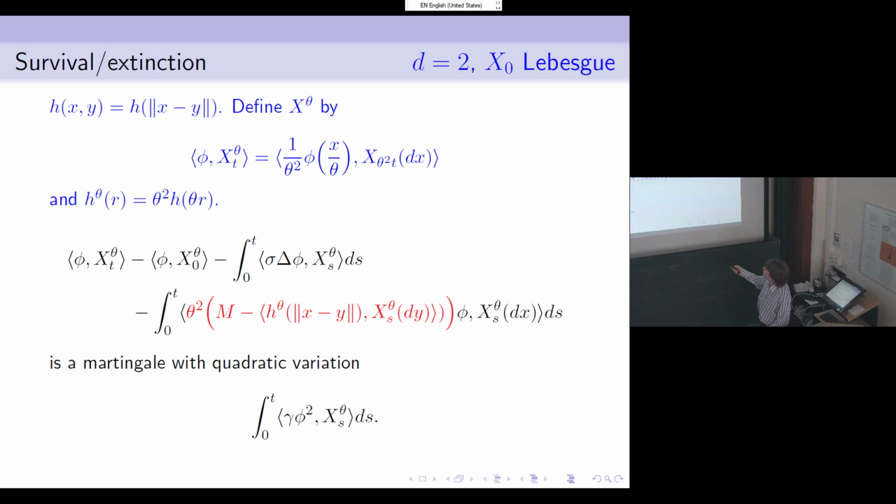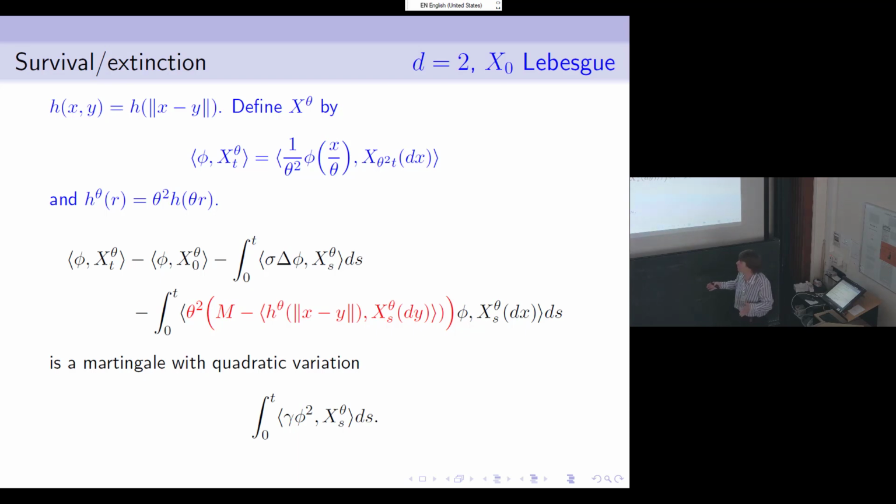And I'm going to define a further scaled version of my superprocess. And what I'm going to do is I'm going to look at, so if phi were the indicator function of the unit ball, say, then this would say I'm going to look at time theta squared t at the density, so the average amount of mass in a ball of radius theta divided by theta squared. So that's saying, what does the density of the mass in a ball of radius theta look like at time theta squared t? So it's looking at the large scale dynamics of my population.